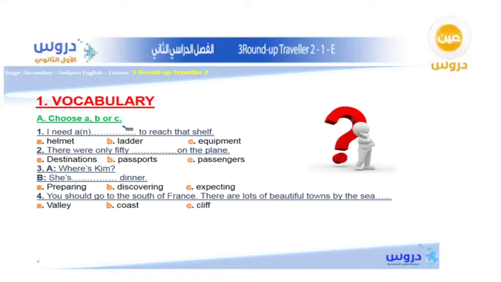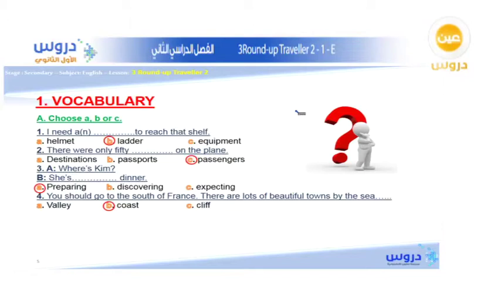Here, my students, the first section, vocabulary. You have to choose A, B, or C. We have three choices. The first one is, I need a ___ to reach that shelf: hammock, ladder, or equipment. Number two, there were only 50 ___ on the plane: destinations, passport, and passengers. Number three, where's Kim? She's ___ dinner: preparing, discovering, expecting. The last one is, you should go to the south of France. There are a lot of beautiful towns by the sea: valley, coast, and cliff.